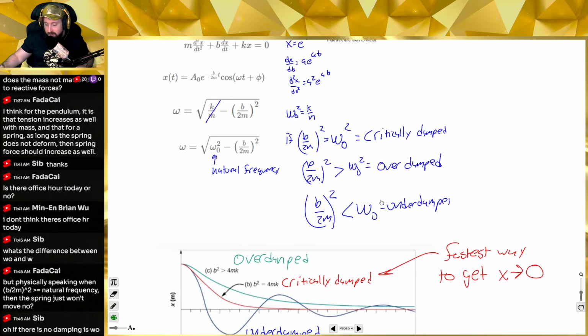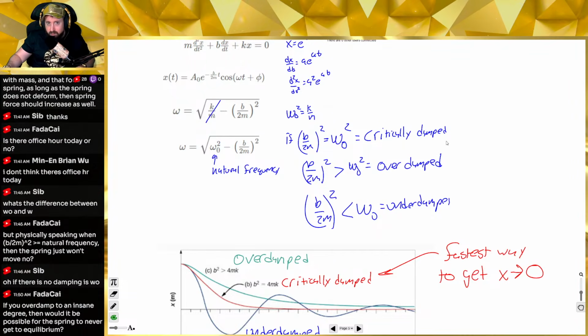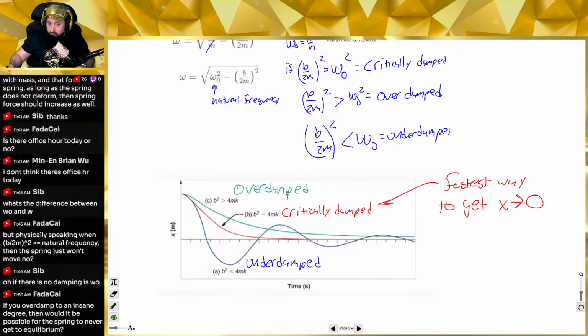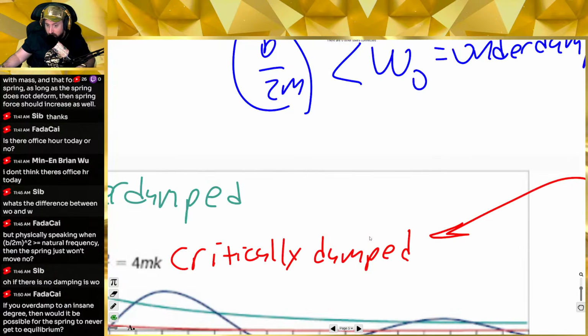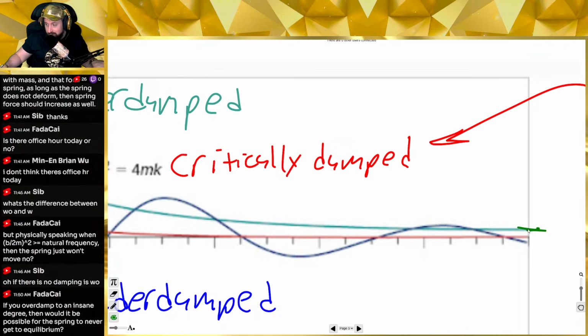And that comes from the math here. You have cases where omega is equal to 0, when this is equal to this, and that's critically damped. If you overdamp to an insane degree, it would be impossible for the spring to get to equilibrium. In this overdamped case, you see how this just keeps going; I don't know if it's going to get there.